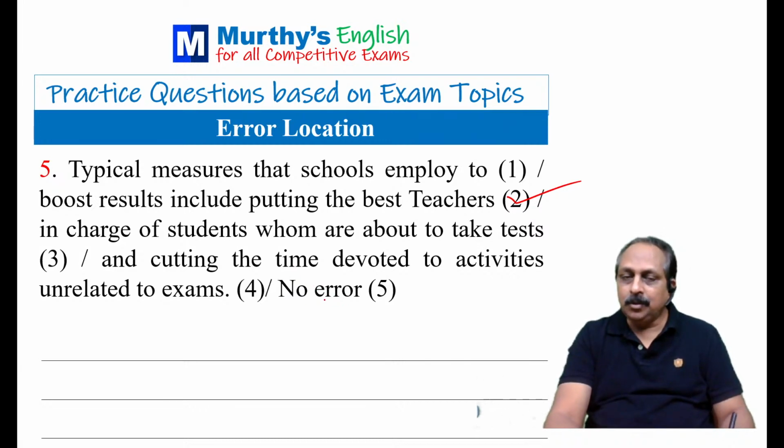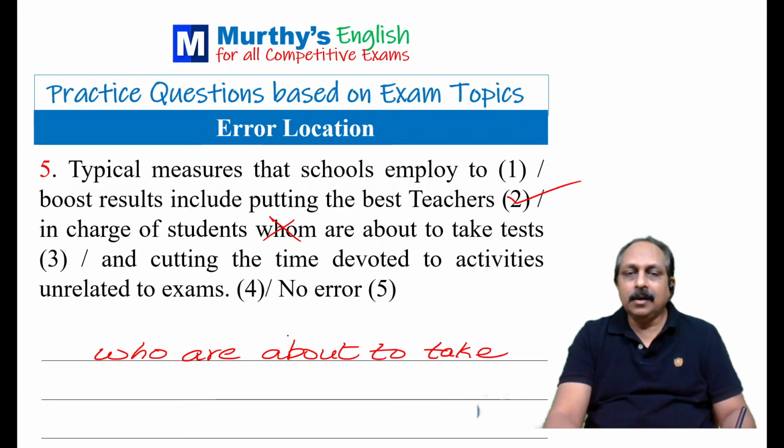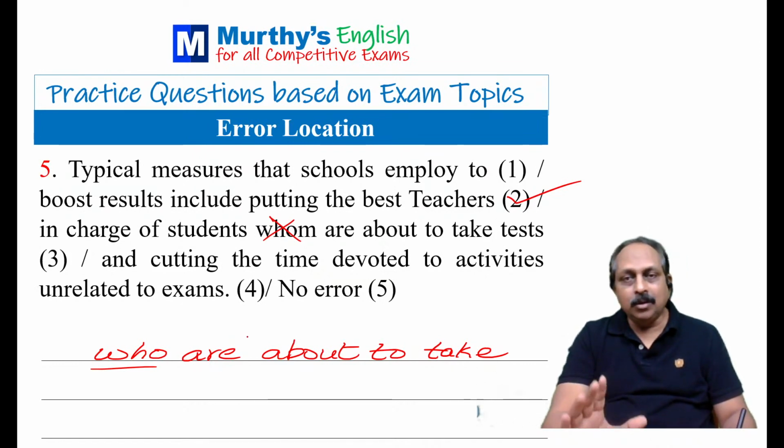Yes, Shalini, first one to respond. It is not whom. Students who are about to take tests, they are about to take. Here it is about the subject. Then we cannot use the word whom, it should be who are about to take. Who are about to take. They are about to take. Always remember if the question is about or the clause is about the subject, use who. If it is about the object, use whom. Now, has anyone got all the five correct?